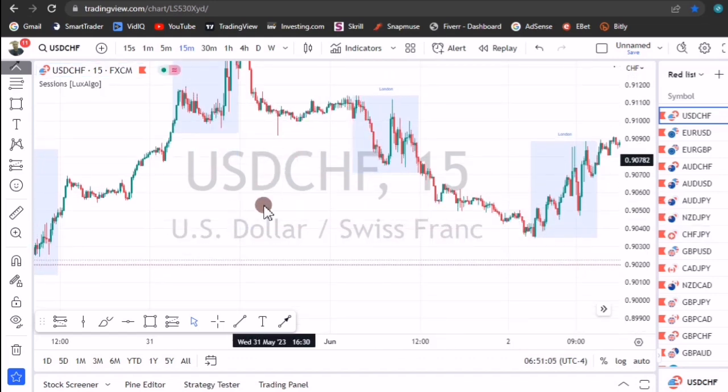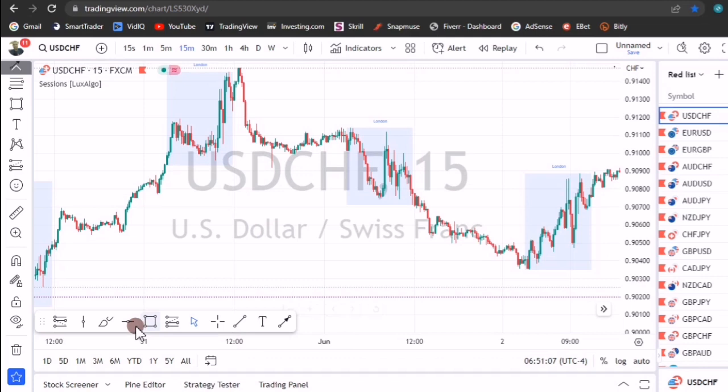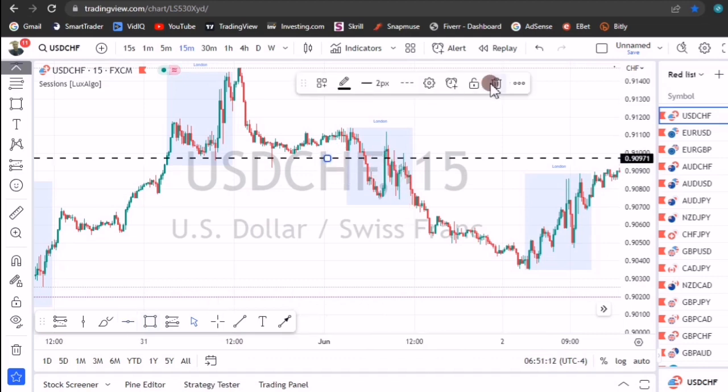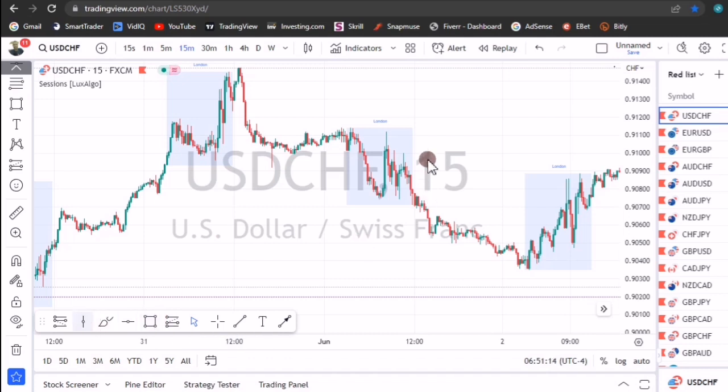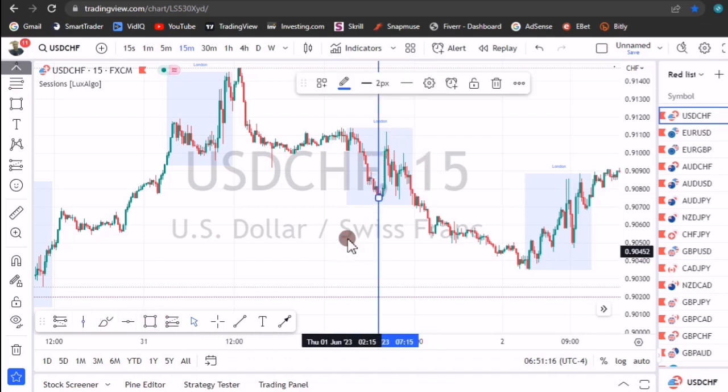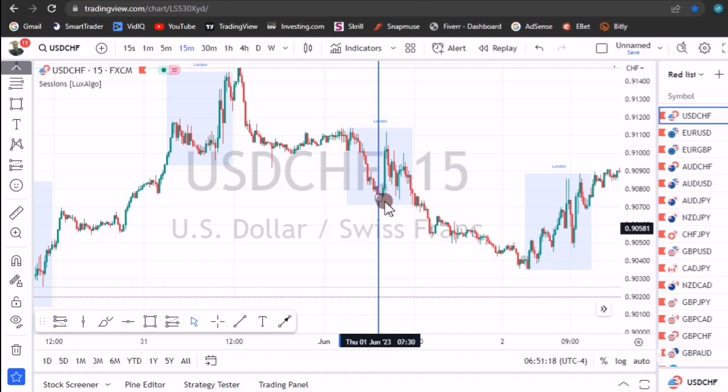If you can look at what happened right here, this is the London session. Let's say this is not what I want, I want the vertical line. Let's say this is the London session. What happened is that price changed directions. I don't know why this happens, but it happens again and again.